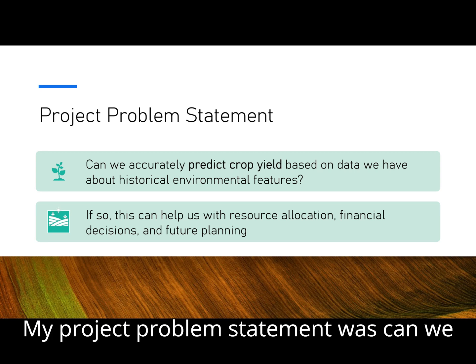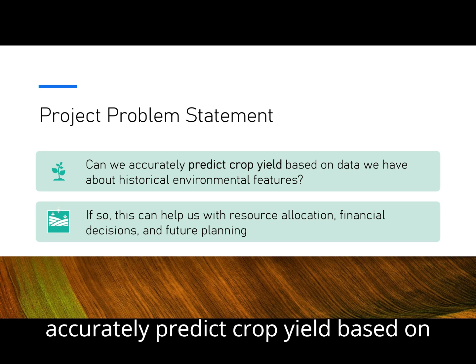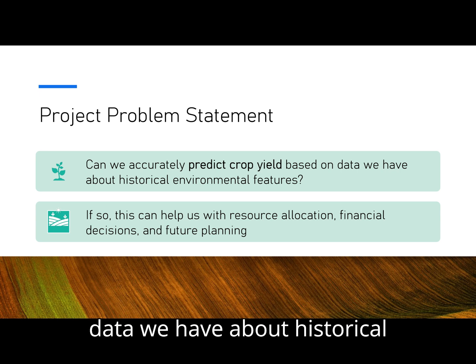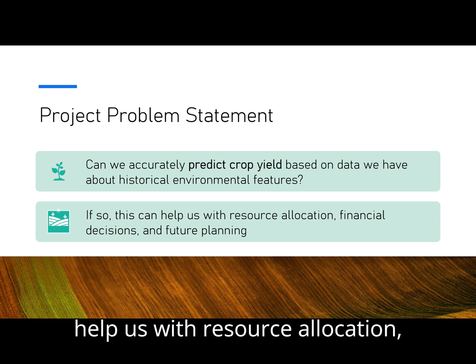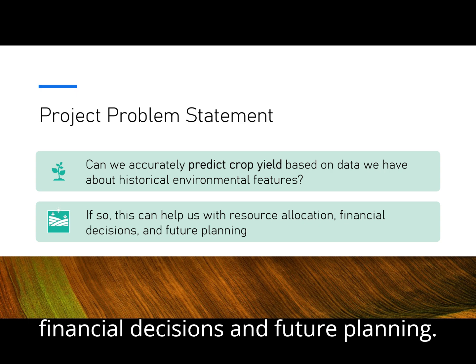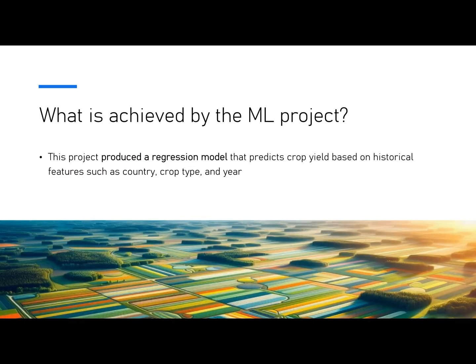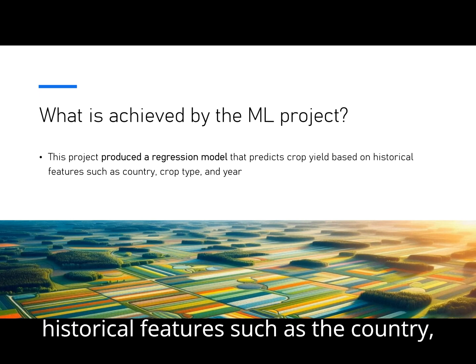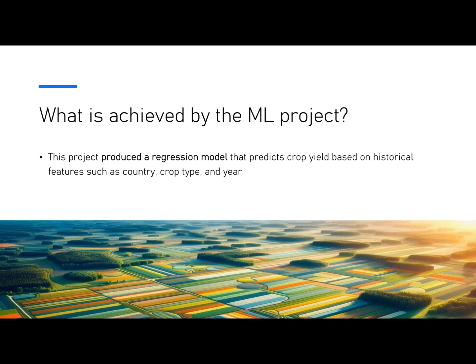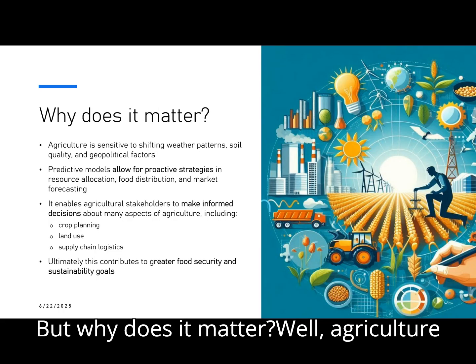My project problem statement was, can we accurately predict crop yield based on data we have about historical environmental features? If so, this can help us with resource allocation, financial decisions, and future planning. This project produced a regression model that predicts crop yield based on historical features such as the country, crop type, and year. But why does it matter?